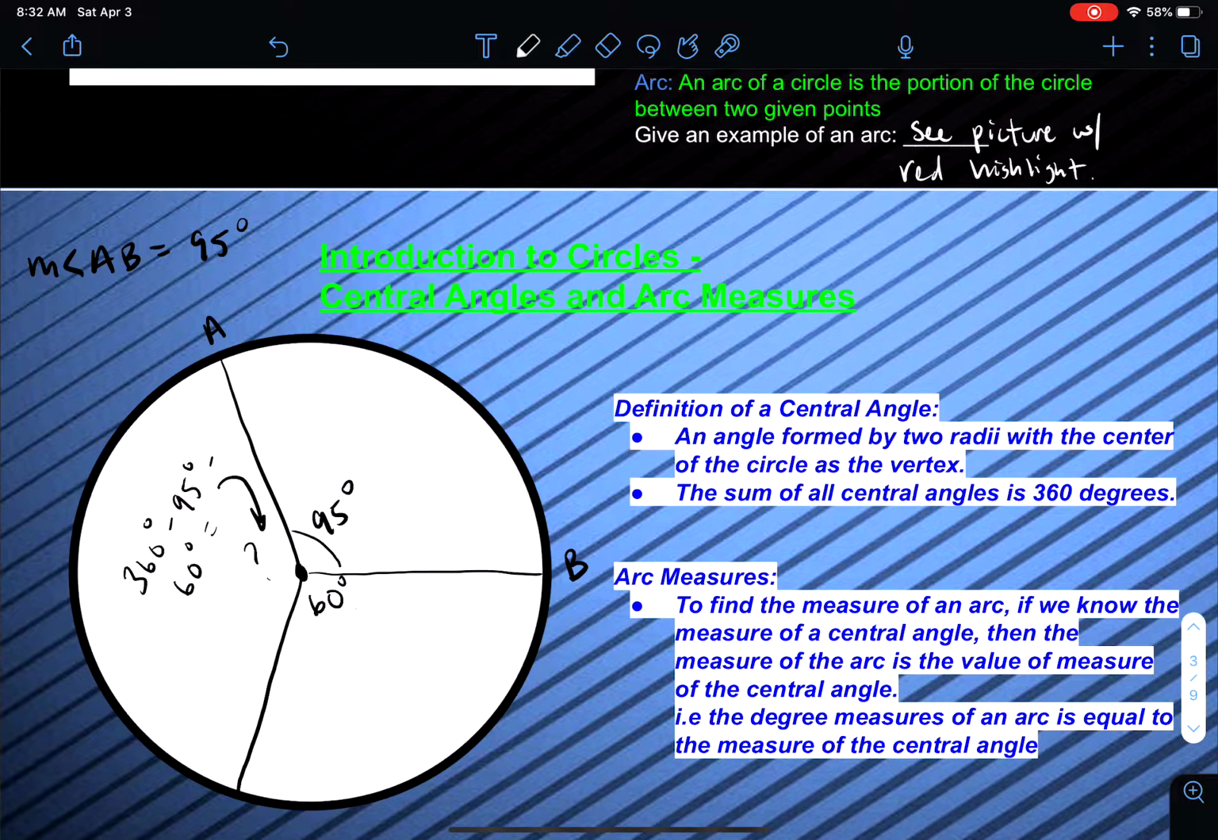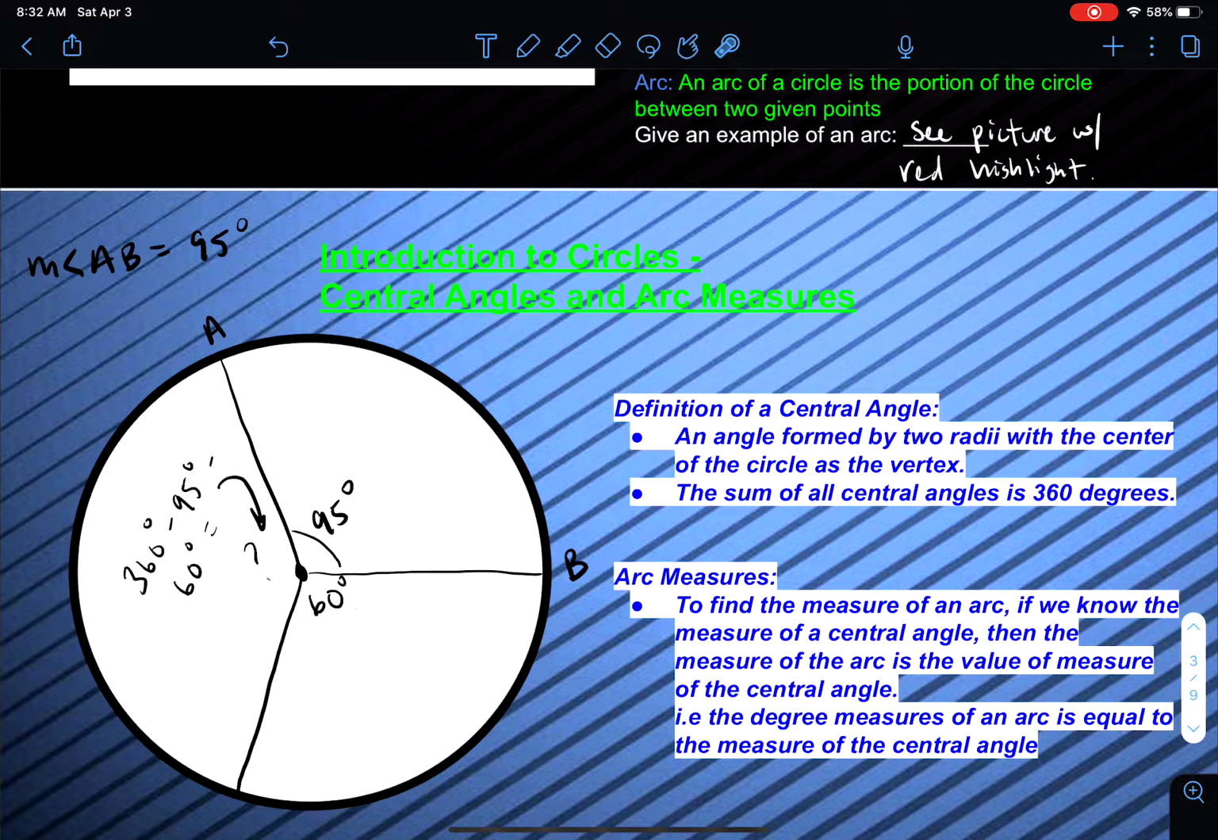Great. Now, we need to talk about arc measures. The arc measure is always going to be in degrees. So let's say that I am looking for this arc measure. Your arc measure is going to be in degrees. If I'm trying to look for this, well, what does it say?